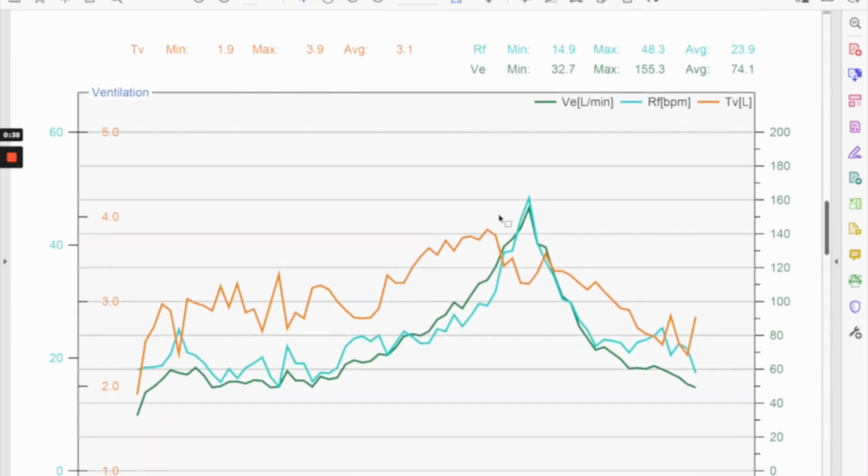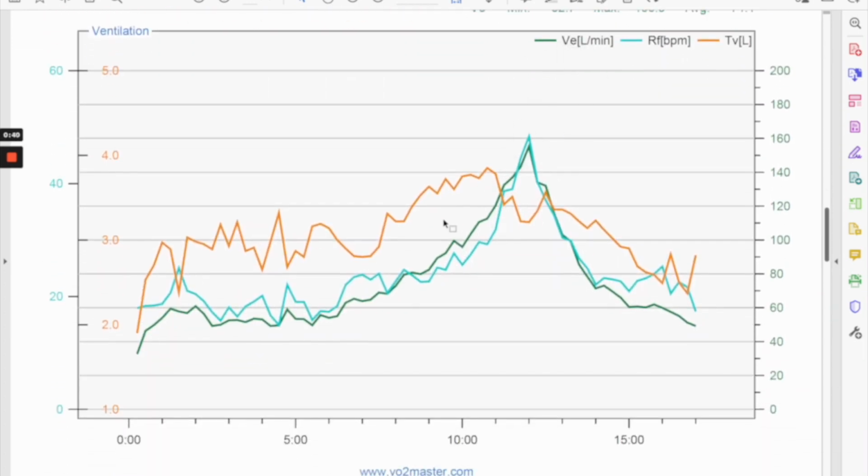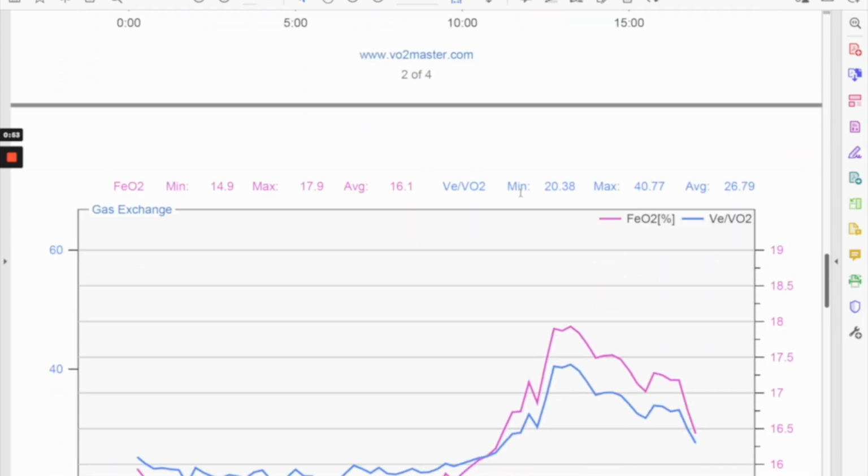Other couple of things very quickly. Ventilation in the green here, you can see a general trend. 5 minutes of steady state, close enough to steady state before we start to increase the power, and we see a linear change there. And it really spikes quite high, quite sharply towards the end there. And we'll go through that when we talk about the comparisons.